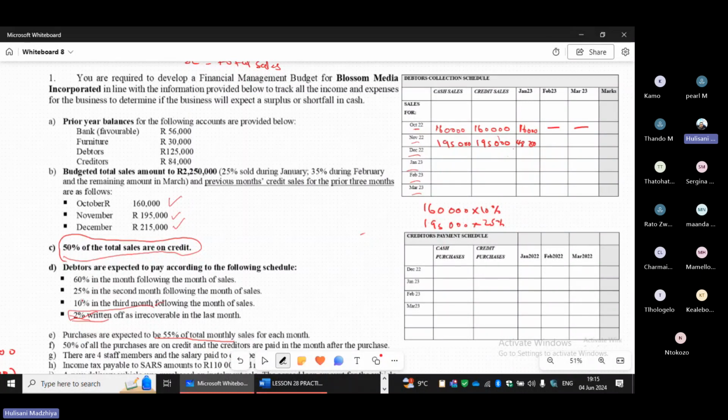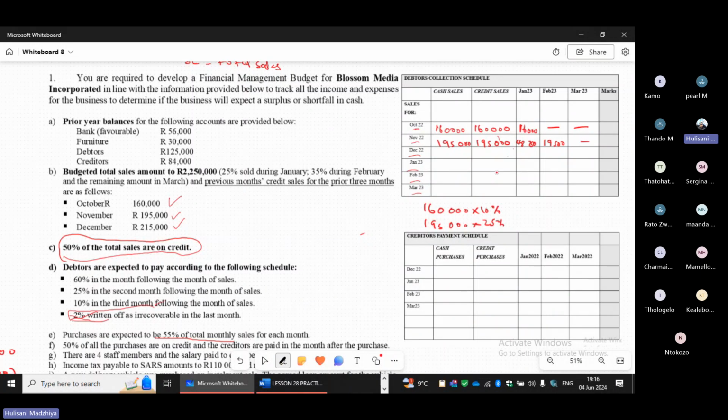The last collection is 10% in the third month following the month of sales. The third month after November sales is December, January, February. So 10% will be collected in February, which is actually going to be 19,500, and then we put a dash.